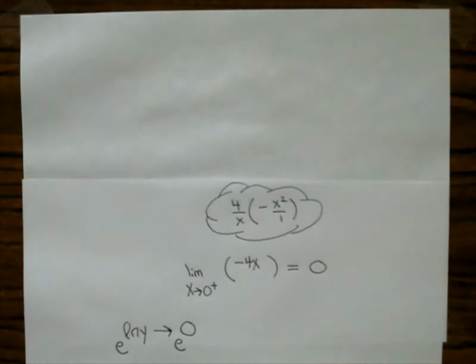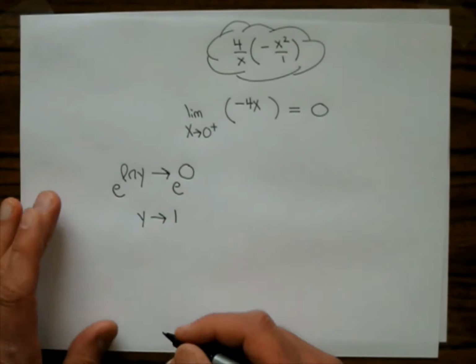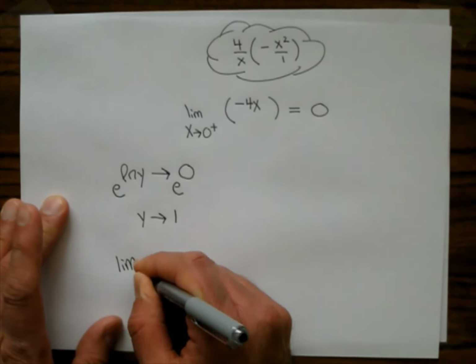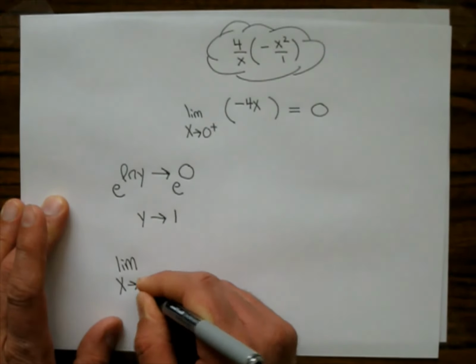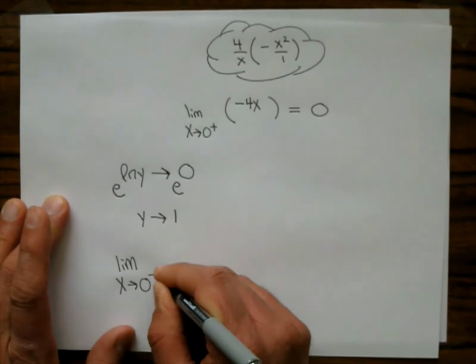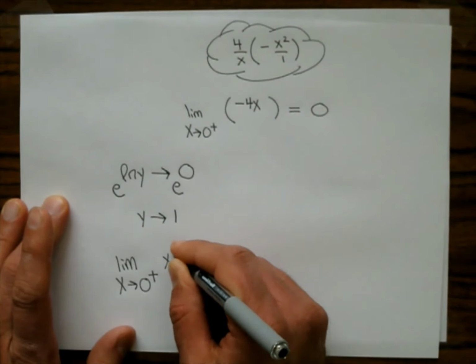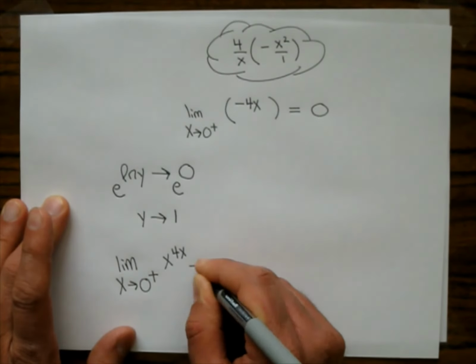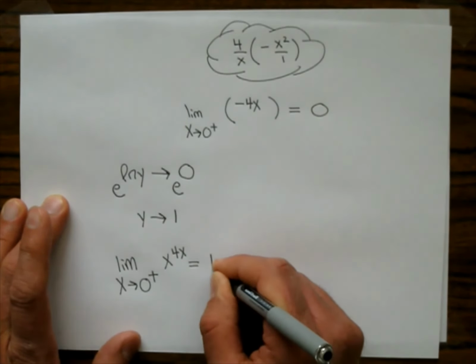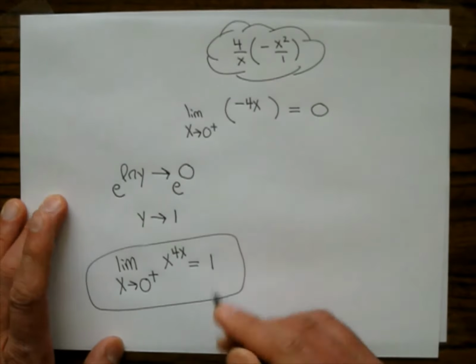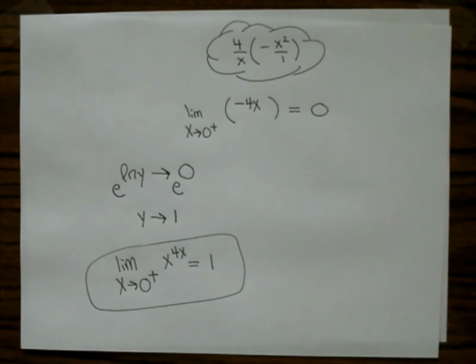And so, wow, what does this tell us? This tells us that the limit as x approaches 0 from the right of x to the 4x equals 1. We could just write 1 and put a box around that, but I wanted to stress that that is what we did. So that kind of completes this section.